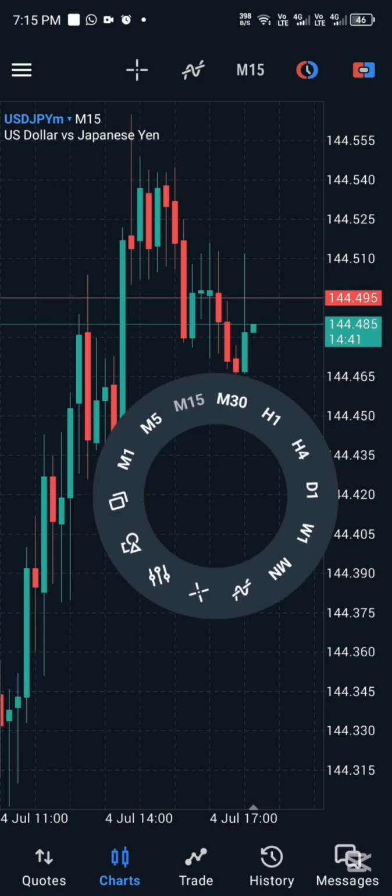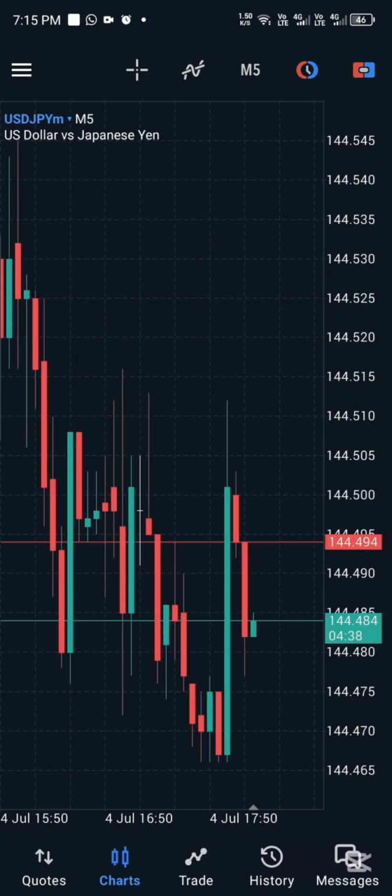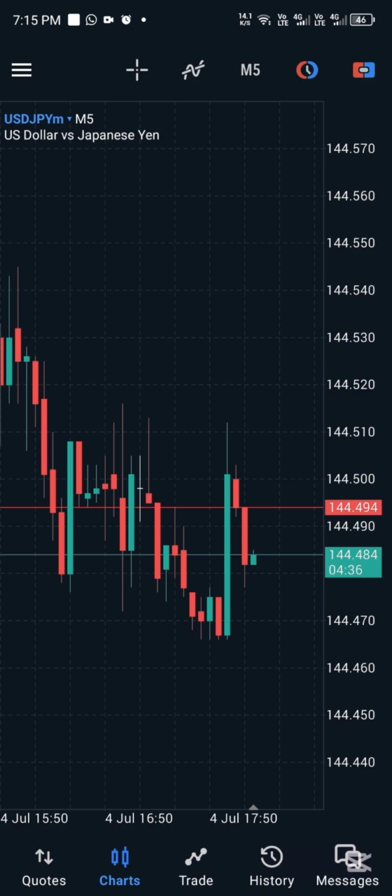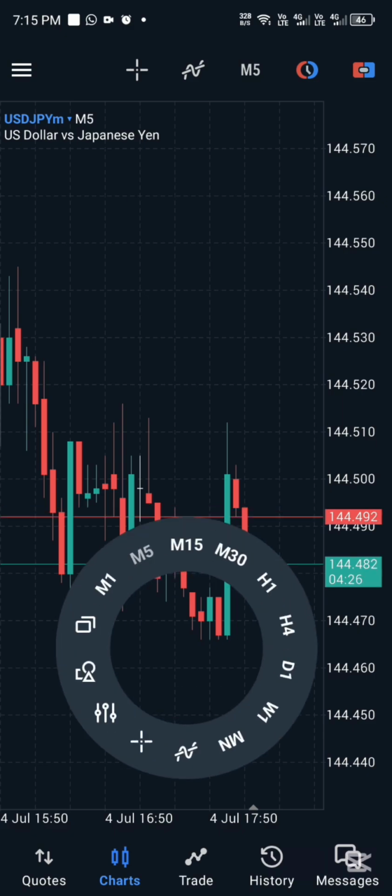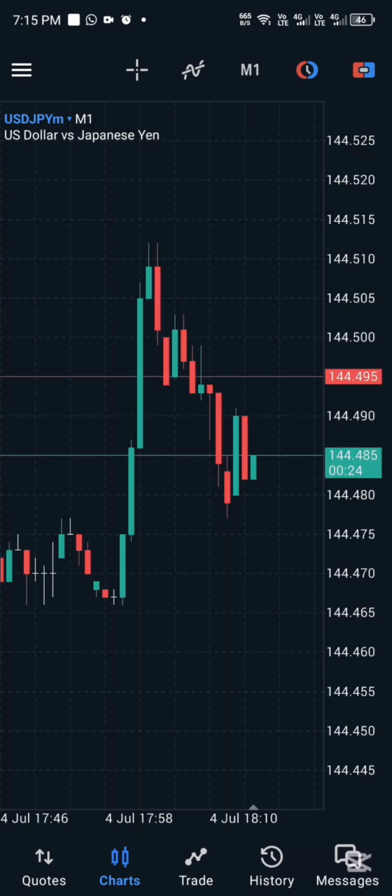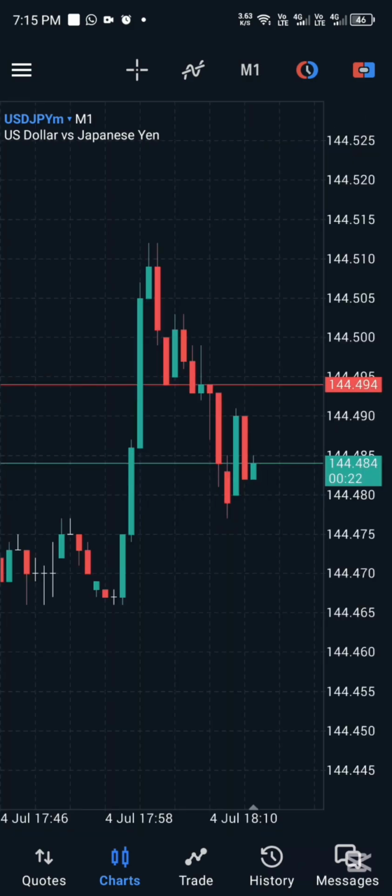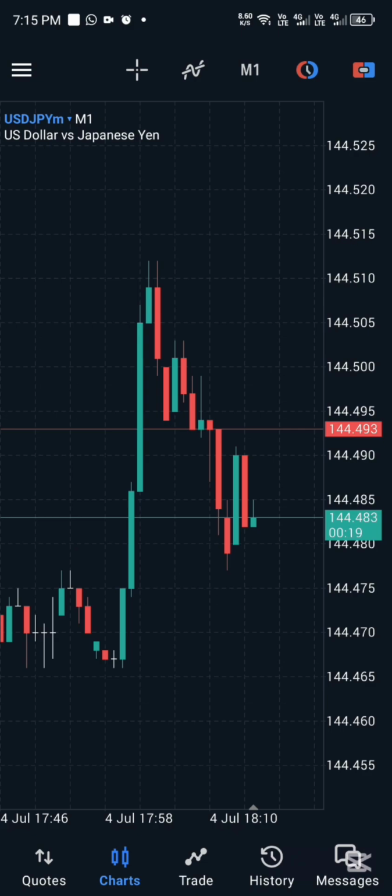We can see, okay, let's go to M5. Now on M5, the spread is even wider, so you can see how wide the spread is on M5. Okay, and then we come to M1. Now see how wide the spread is on M1. Literally very, very, very wide.